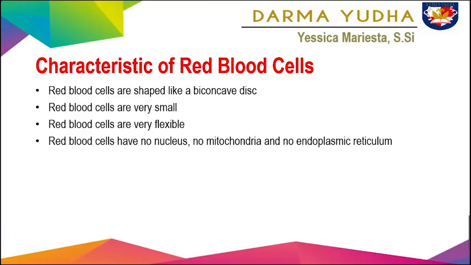The last one, the red blood cells have no nucleus, no mitochondria, and no endoplasmic reticulum. The lack of these organelles means that there is more room for hemoglobin, so maximizing the amount of oxygen which can be carried by each red blood cell.